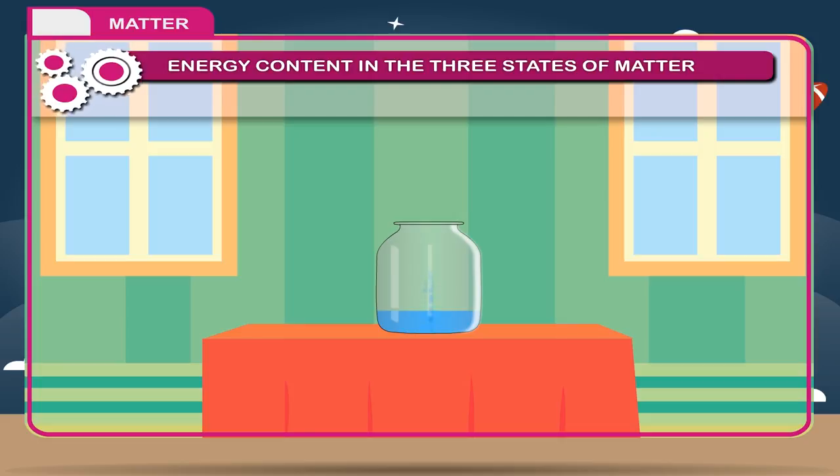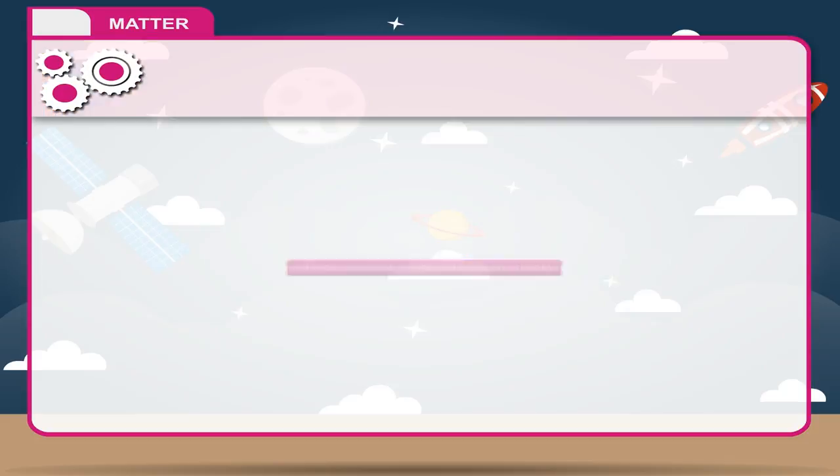Gases have more energy than liquids, so their particles spread out to fill the entire space of the container. Gas particles have so much energy that they just cannot keep still. They fly around in all directions.